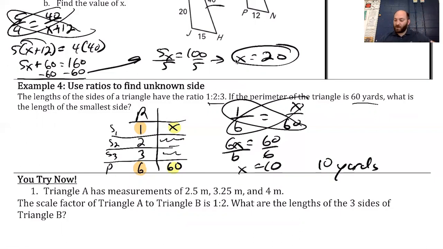Then I set up over here, these are the actual lengths. The only thing I know is perimeter. So that's why I was able to put that in there. I'm looking for the smallest side. If I said find the largest side, I would fill in that blank. If I want the medium side, I fill in that blank. It just depends on what the problem's asked for.